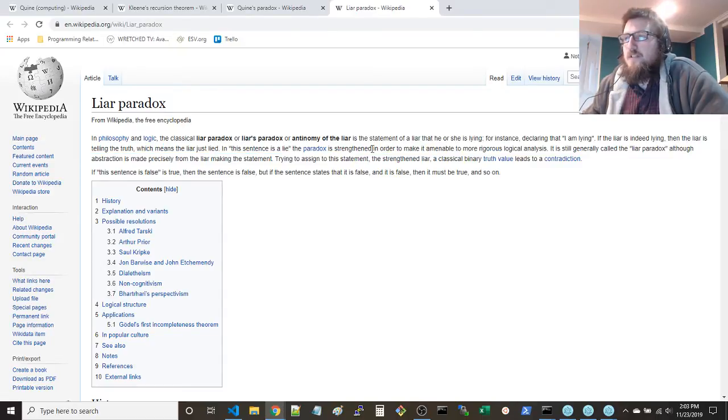The paradox is strengthened in order to make it amenable to more rigorous logical analysis. It is still generally called the liar paradox, although abstraction is made precisely from the liar making the statement. Trying to assign to the statement, the strengthened liar, a classical binary truth value leads to a contradiction. If this sentence is false is true, then the sentence is false, but the sentence states that it is false, and it is false, so it must be true, and so on. Right? Just back and forth, true and false at the same time.